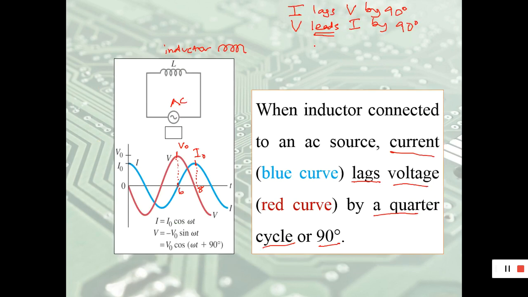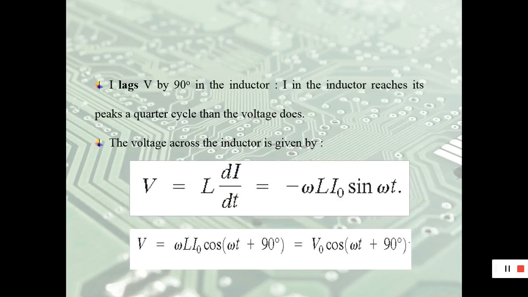When we say leads here, in terms of the equation, we will put plus, plus 90 degrees. So here we can see V plus 90 degrees, because V leads I. This one is the voltage.